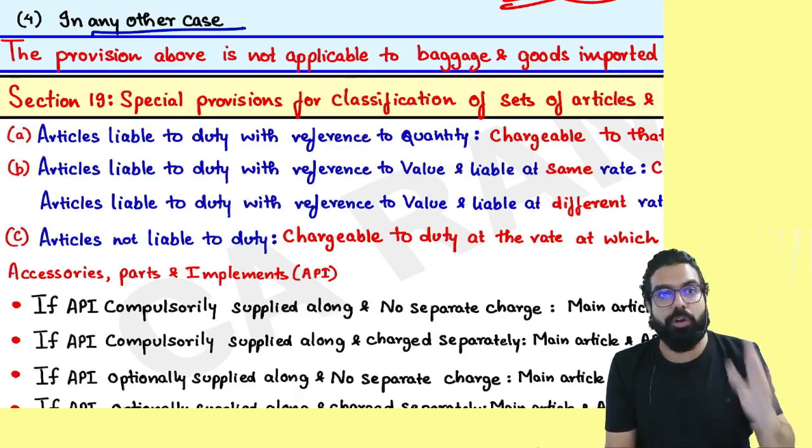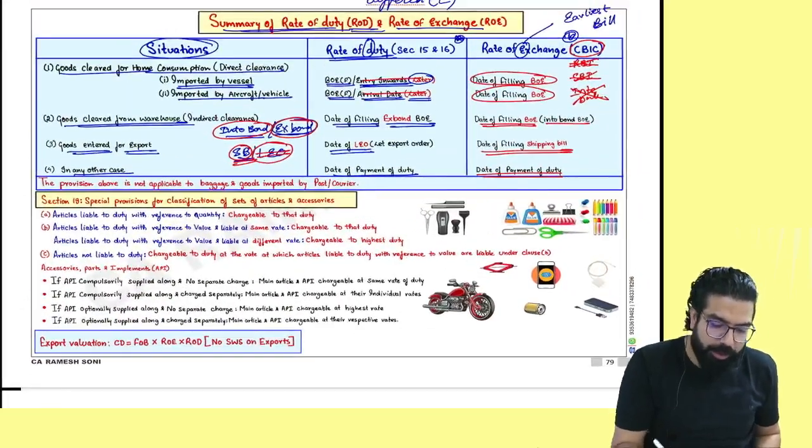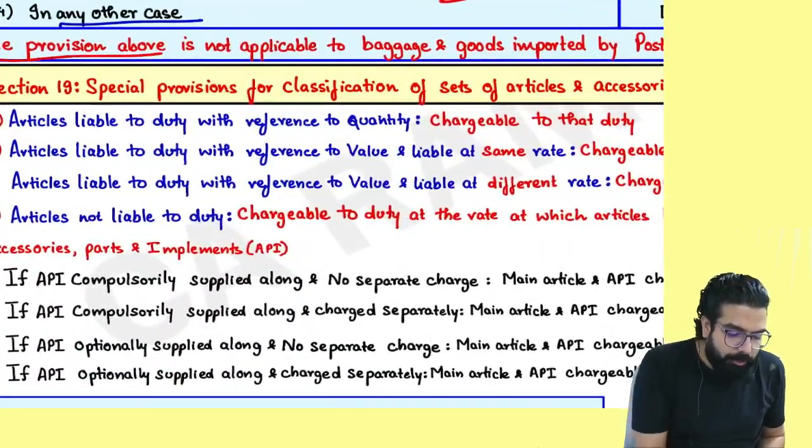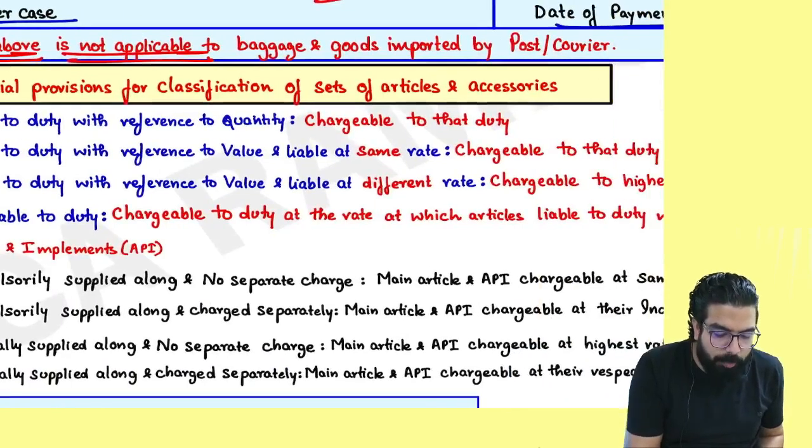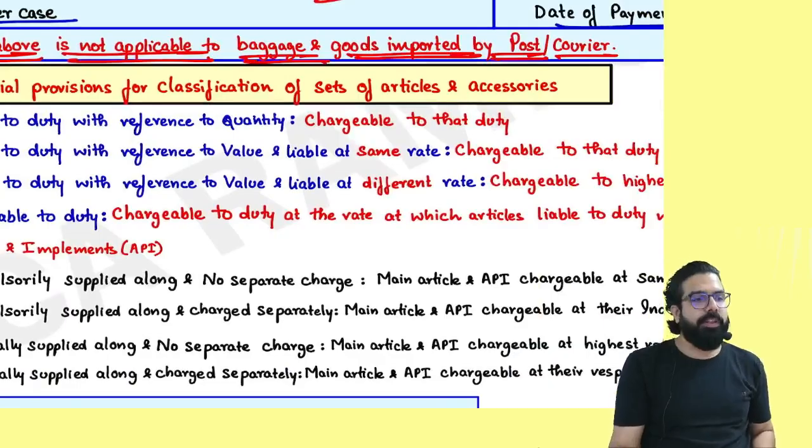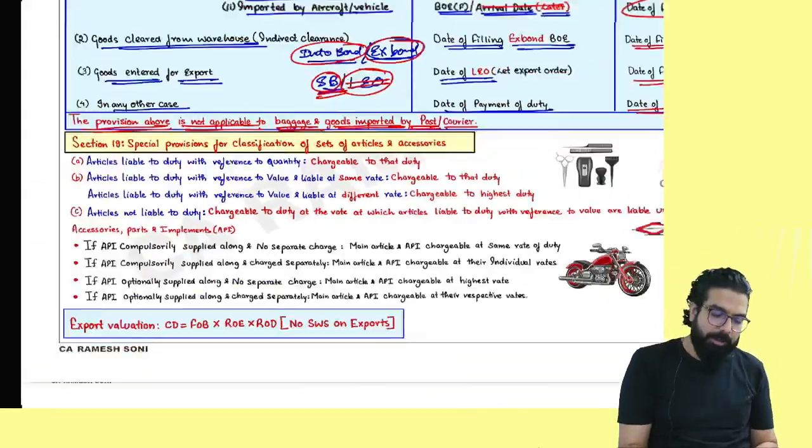Can I go ahead, everyone? Chalo, let's go ahead. Everyone over here now. Sir, this above provision is not applicable to whom? Baggage, and goods imported by post and courier. For them, these provisions are not applicable.